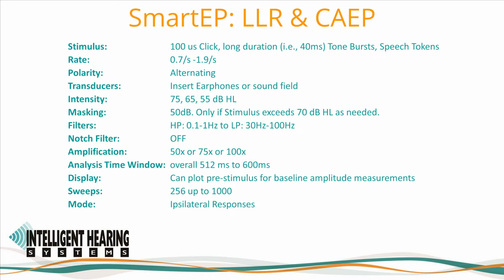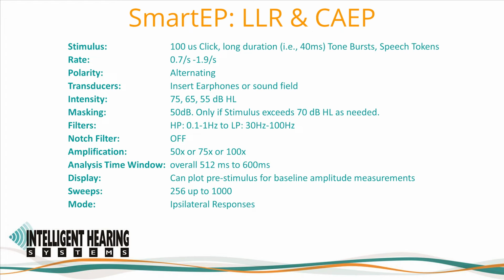High-pass filters can be set to 0.1 Hz and 1 Hz. The low-pass filter can be set to 30 Hz or 100 Hz. Note that you can apply offline filtering to acquired responses. Notch filter should be turned off unless there is excessive line noise present. Regarding gain or amplification, since these are larger responses, you do not typically need the larger gain value of 100K. 50K or 75K may suffice.